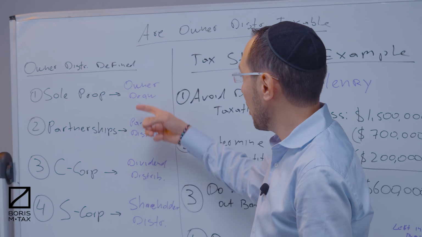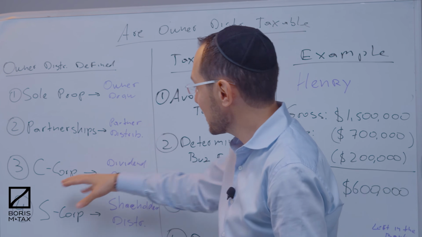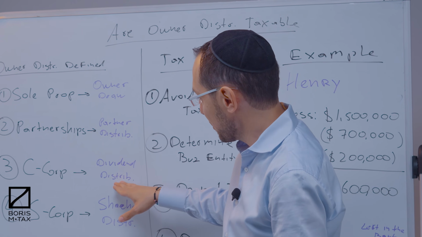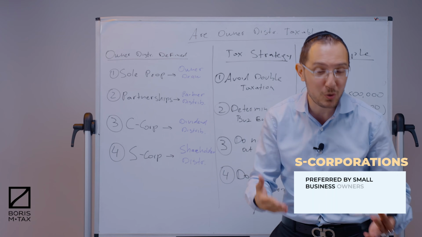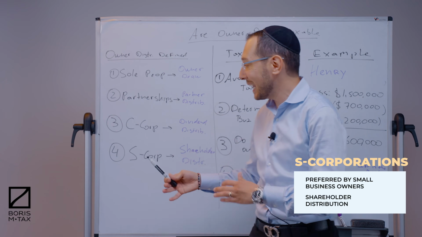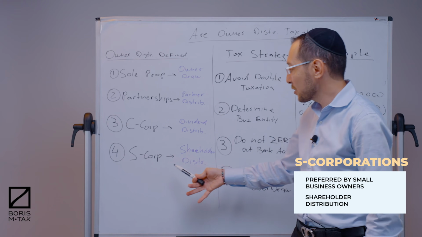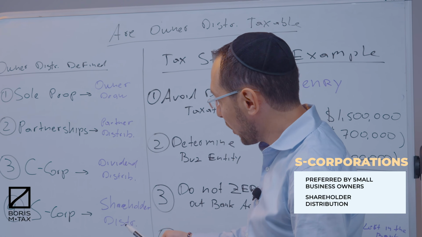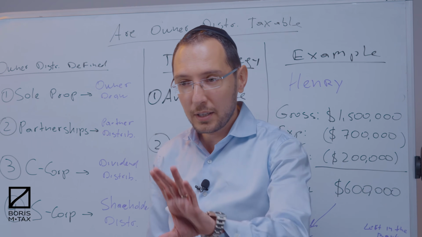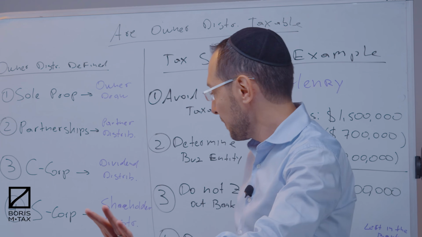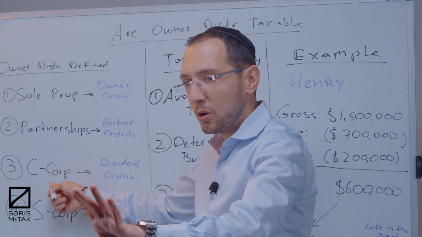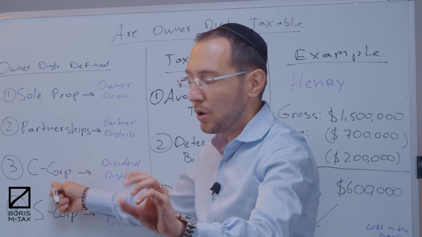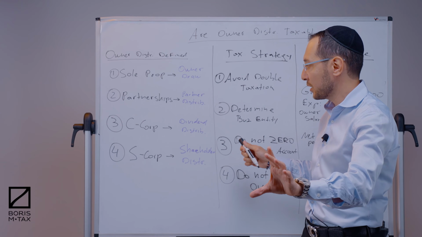So far we've covered owner draws, partner distributions, C corporation dividend distributions, and the most important one, S corporation, which is what most small business owners elect to be taxed as. They have what's called a shareholder distribution. The question is, do you pay taxes on the shareholder distribution in an S corporation compared to a C corporation? The short answer is no, but we're gonna dive deep into it in the tax strategy.